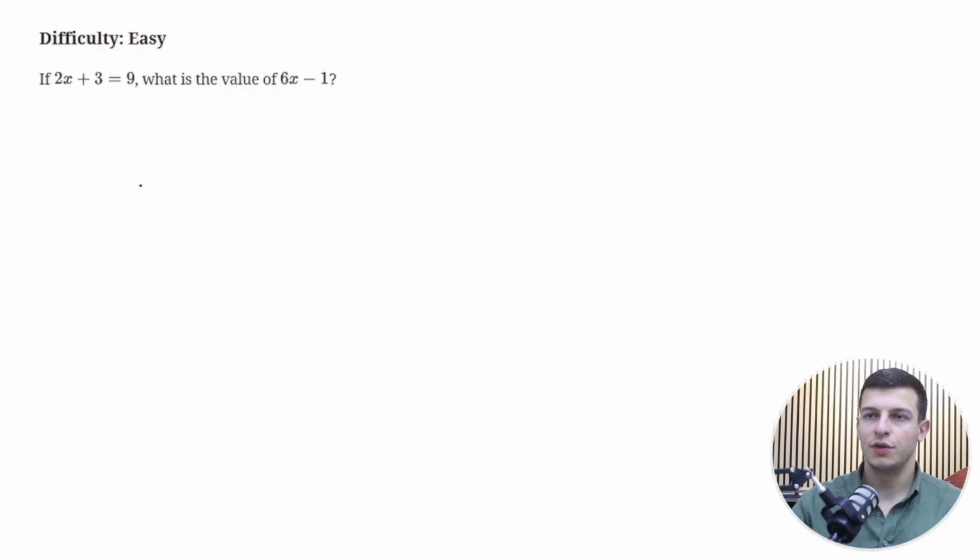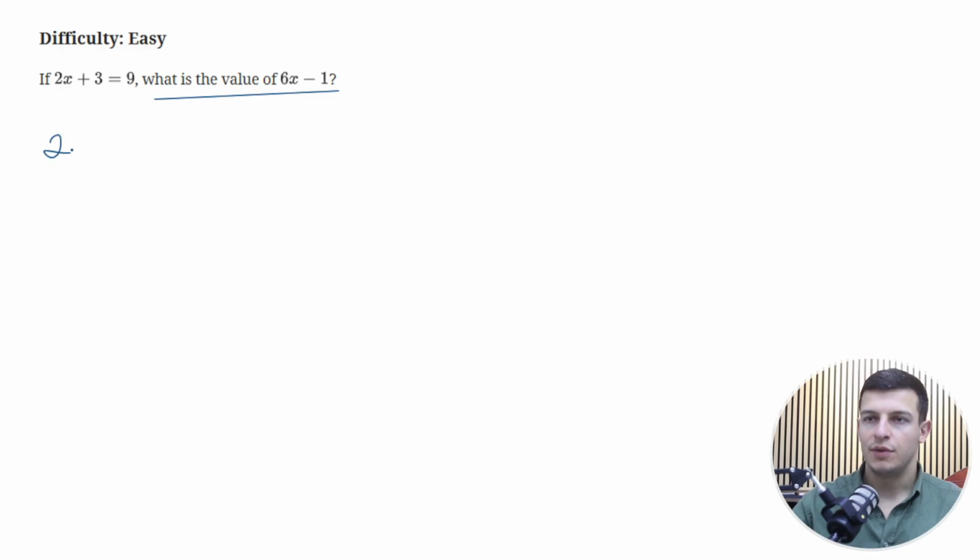All right, first question. If 2x plus 3 is equal to 9, what is the value of 6x minus 1? The reason I chose this question, obviously it's an easy question, but usually when it's a multiple choice question, people tend to make the mistake of finding x and putting it as the answer, because usually x will be in the list of answers. But you always have to be careful of what the question is actually looking for. In this case, 6x minus 1.